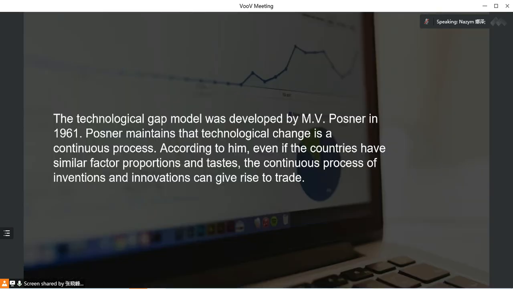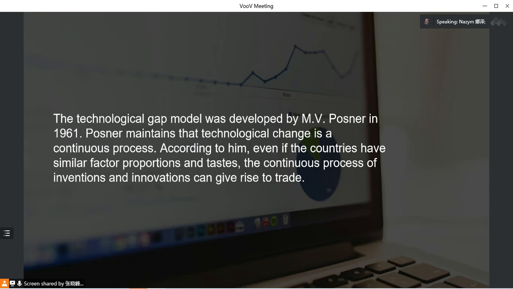This is the first slide. The technological gap model was developed by Posner in 1961. Posner maintains that technological change is a continuous process. According to him, even if countries have similar factor proportions and tastes, the continuous process of imitation and innovation can give rise to trade.